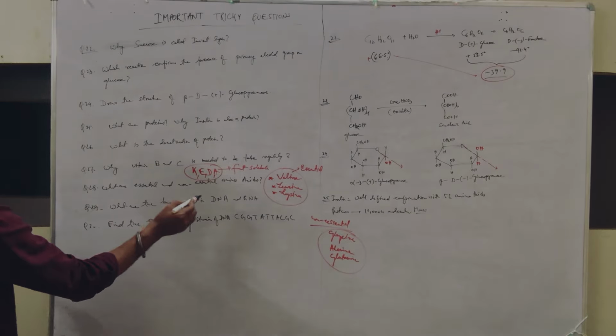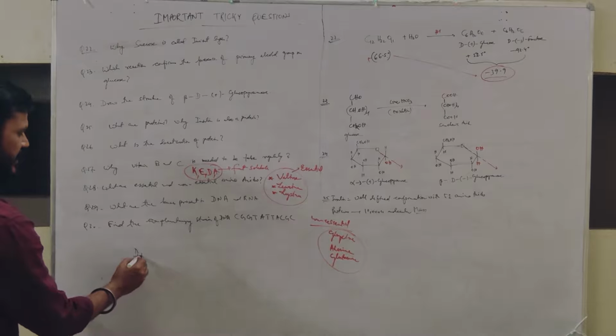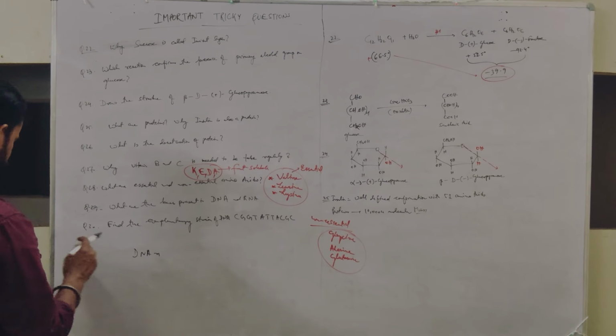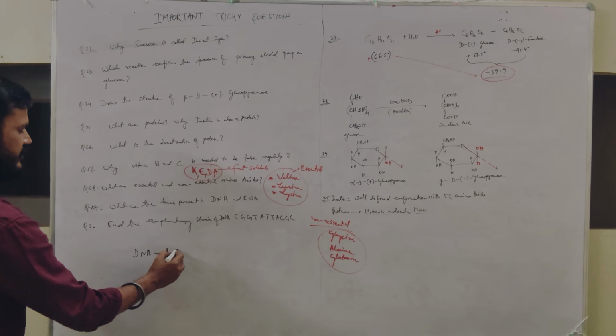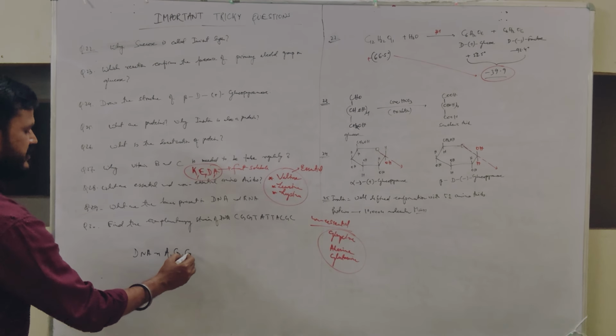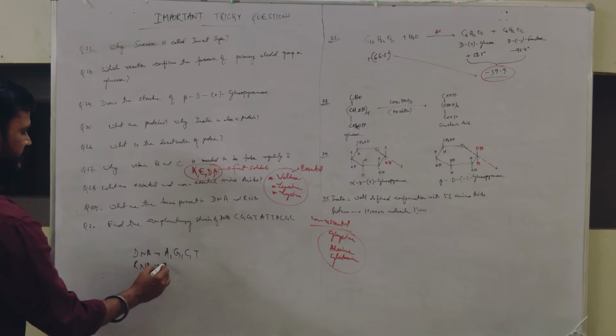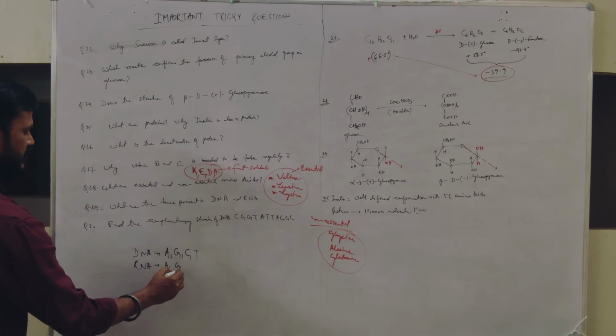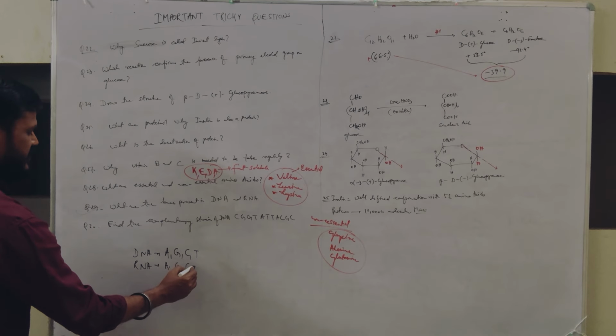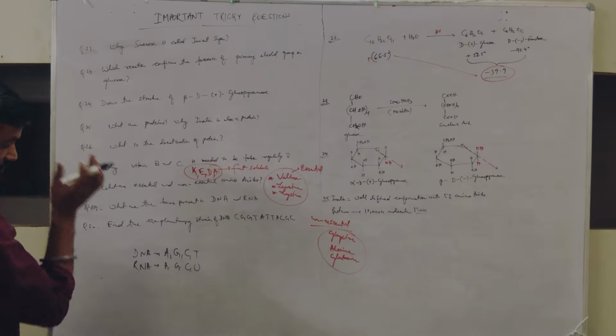Now, what are the bases present in DNA and RNA? In DNA, you have adenine, guanine, cytosine, and thymine, whereas in RNA, you have adenine, guanine, cytosine, and uracil.